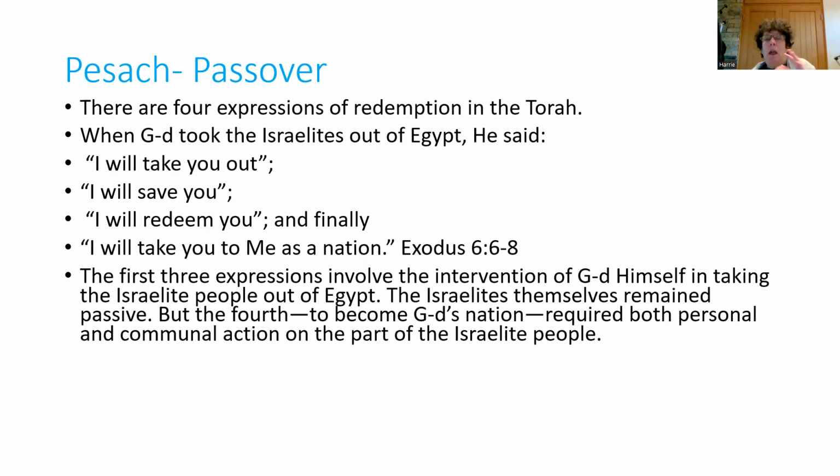And the first 3 involve the intervention of God himself in taking the Israelite people out of Egypt. The Israelites are quite passive in this. And the 4th one is to become God's nation. You've actually got to commit to it. This idea of freedom in Judaism isn't freedom from slavery. It's freedom to something.